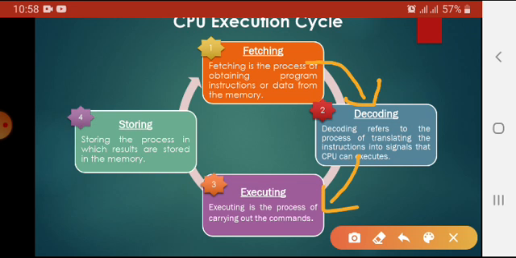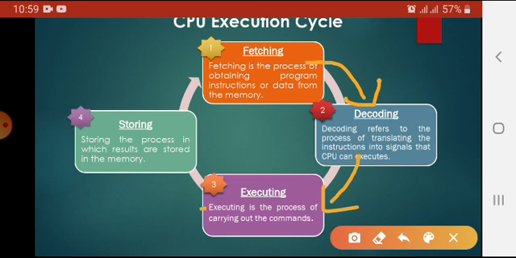After decoding, the instruction is processed. So, the processing of an instruction is known as execution. So, executing is the process of carrying out the commands. It is the main process of running the instructions.